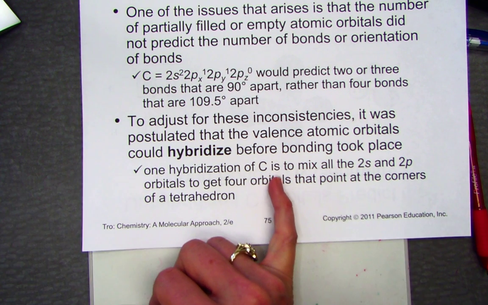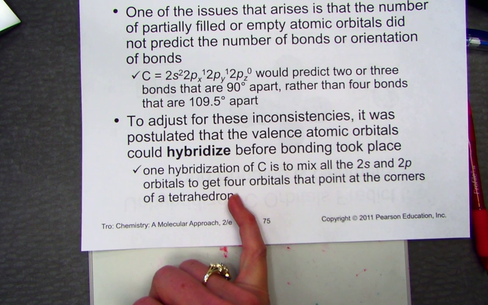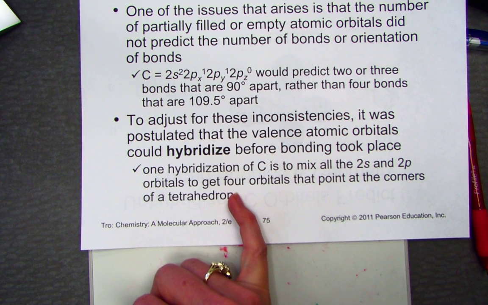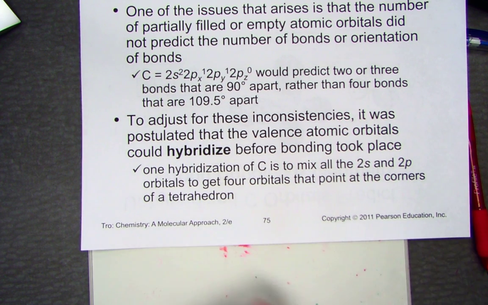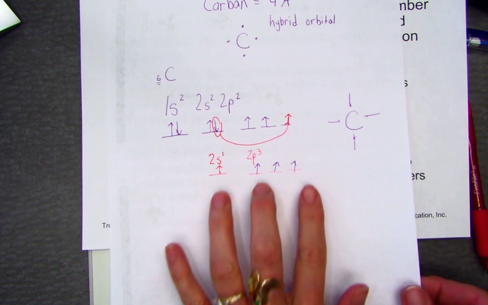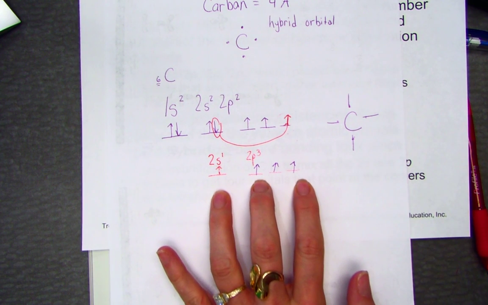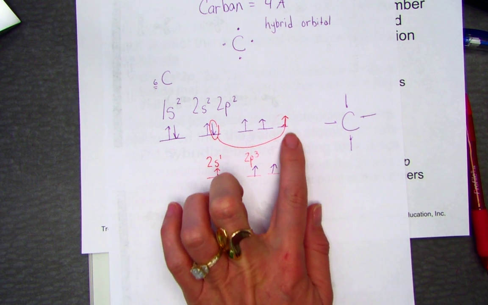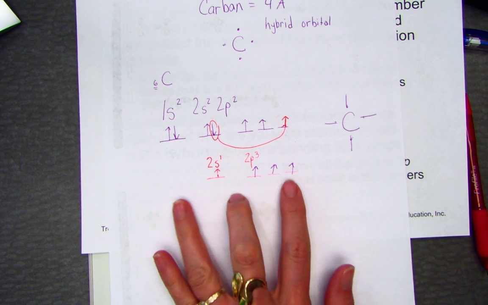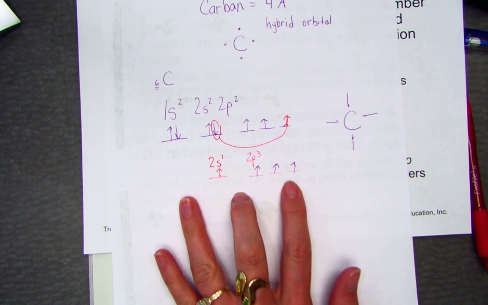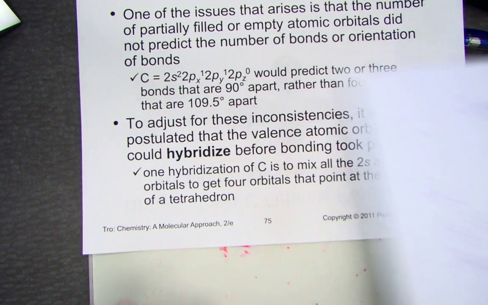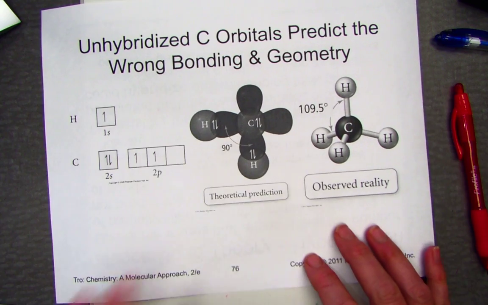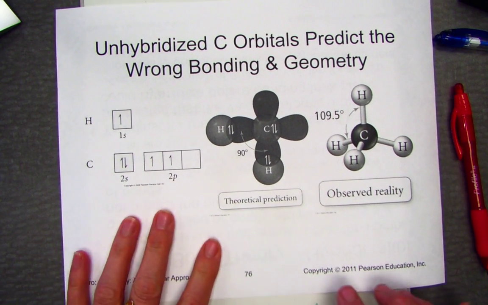If carbon is a mix of all the s and p orbitals to get 4 orbitals at the points of the corners of a tetrahedron, I'm creating 4 spots for bonding by promoting a paired set of electrons into an empty orbital. Now I see 4 spots open for bonding business. Alrighty. That's what this slide is showing.